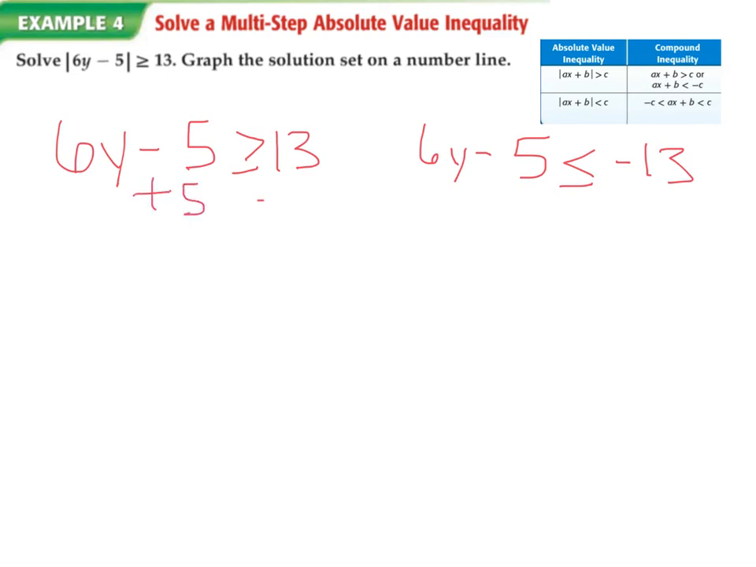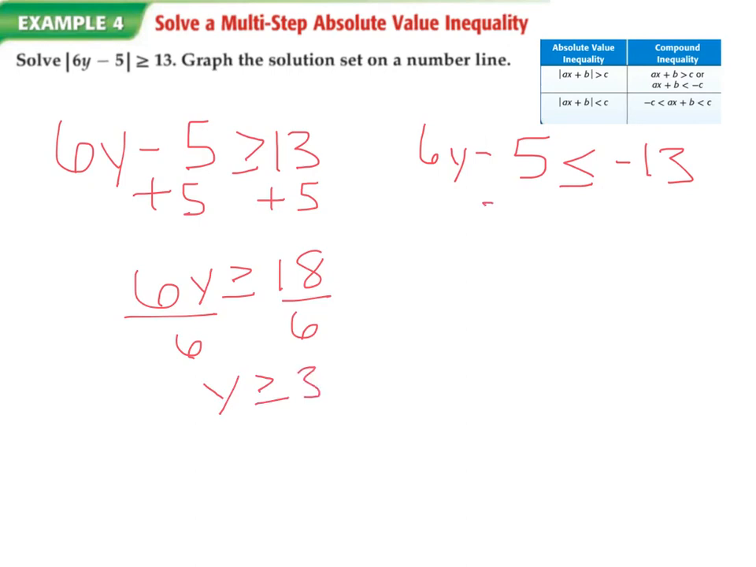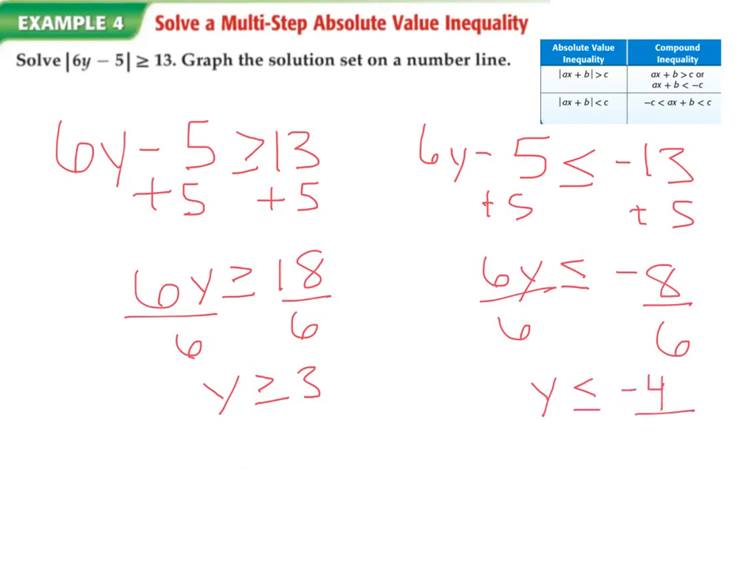So I'm going to add 5 to both sides. So I have 6y is greater than or equal to 18. I can divide by 6. So I'm going to have y is greater than or equal to 3. Over here, I'm going to add 5 to both sides. So I have 6y is less than or equal to negative 8. And then I can divide both sides by 6. So I'm going to get y is less than or equal to negative 4/3.